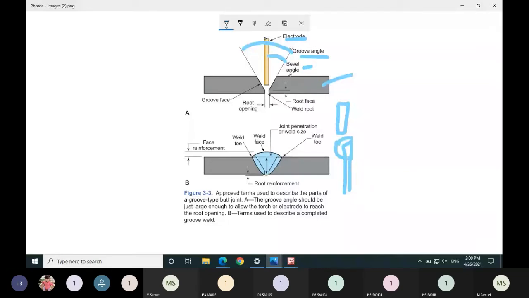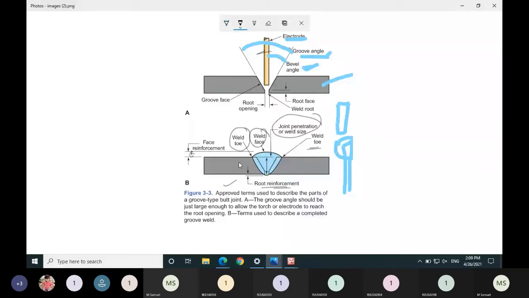So this groove angle, this angle is nothing but the bevel angle, and this is the groove angle. This is the electrode metal, and once the electrode is struck, look at this figure, this is how it is going to look. It is going to melt down and fill the space, and this is the root reinforcement, this is the weld toe, weld face, penetration, joint, and this is the weld toe and face reinforcement.